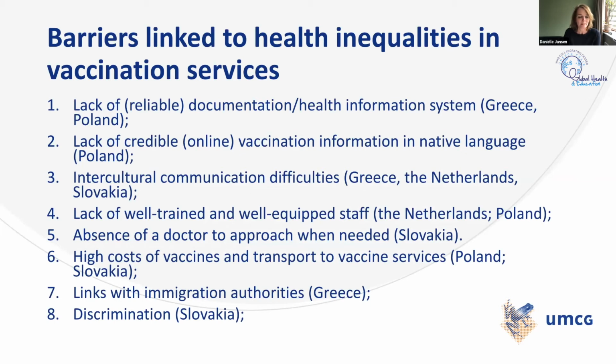In addition, in some cases, the adolescents do possess false immunization certificates. The second health system barrier is the experienced challenges in accessing credible online vaccination information in native language. This was the case in the Ukrainian migrant adolescents in Poland. The third health system barrier is intercultural communication difficulties. Many underserved adolescents experience barriers in communication with healthcare professionals, and these barriers often result in the indirect unavailability of vaccination services. The fourth health system barrier is the lack of well-trained and well-equipped staff.